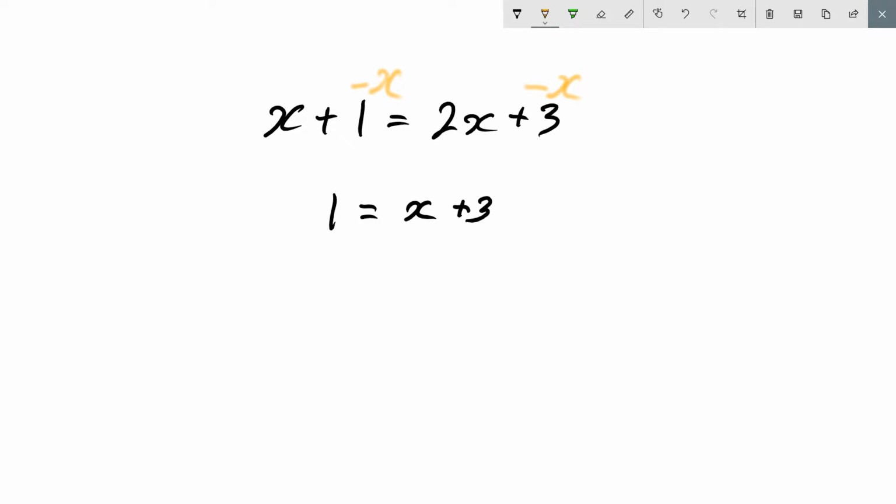Now we have something a little bit more familiar. I can subtract 3 on both sides. I get minus 2 is x.